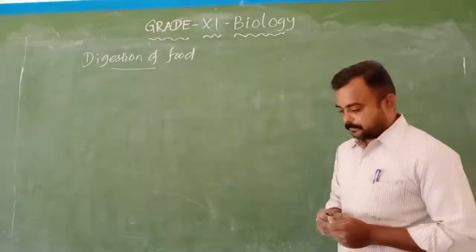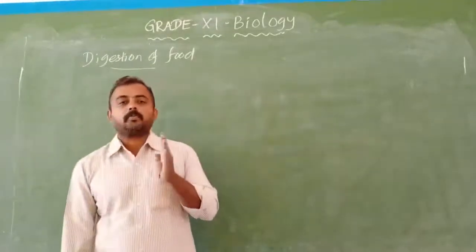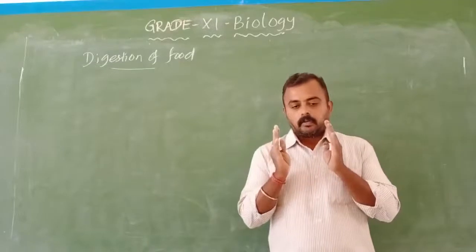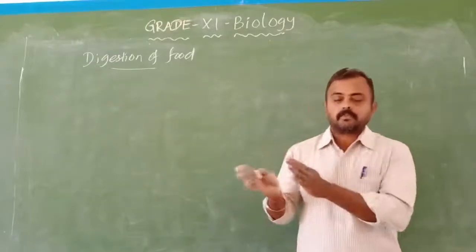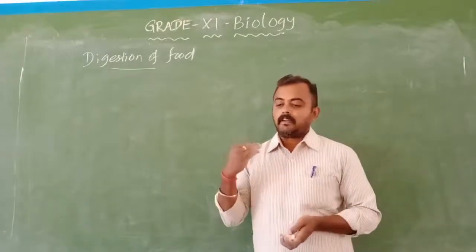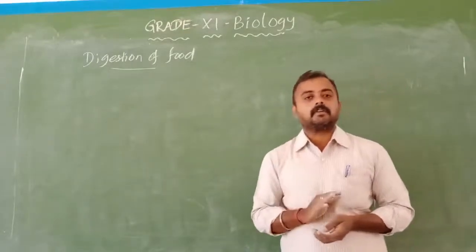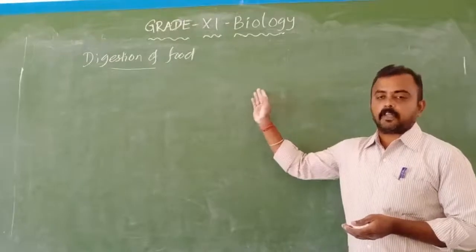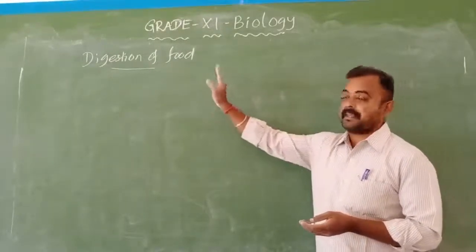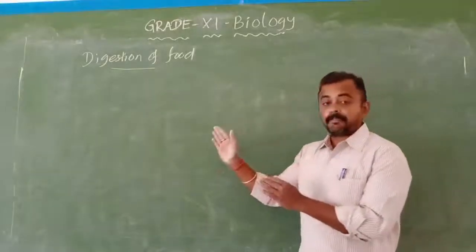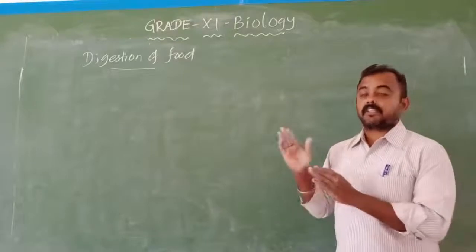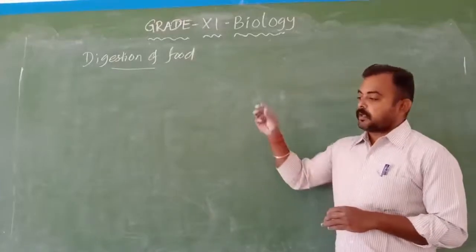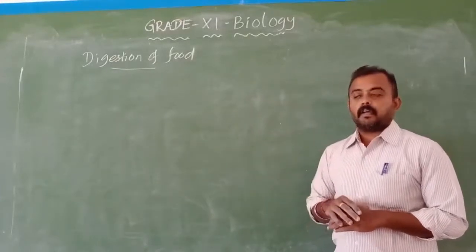Actually, why does digestion have to happen? Digestion is very important because our body cannot utilize complex food particles. Our body can utilize only simple forms of food. So digestion is the conversion of complex food into simple food. It is done by the alimentary canal and associated glands, that means digestive glands. In this topic we are going to see what enzymes are involved in digestion.